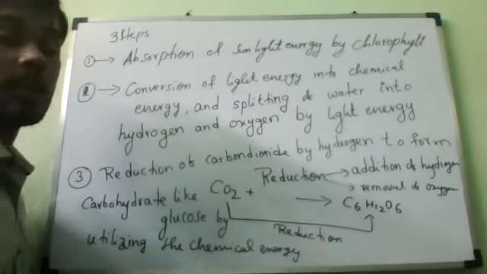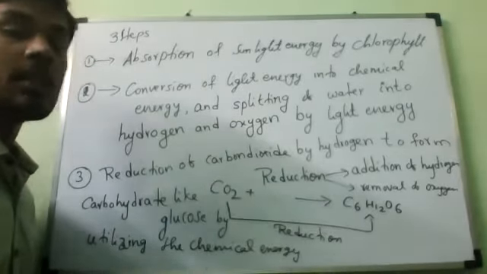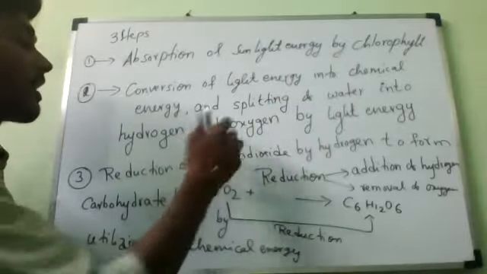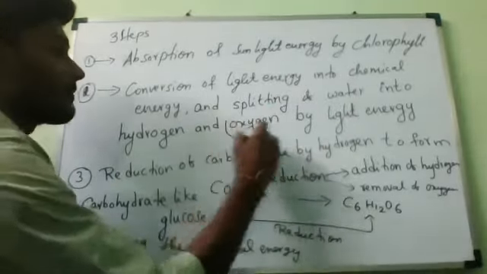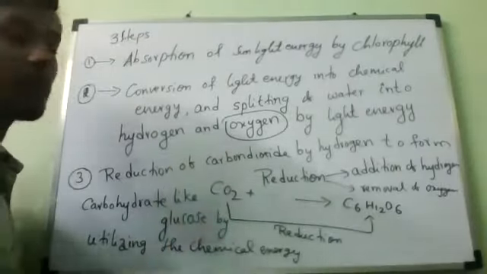Then only we get glucose, as well as one of the byproducts. What is it? Oxygen. Oxygen is released in which step? Is it step 3 or step 2?